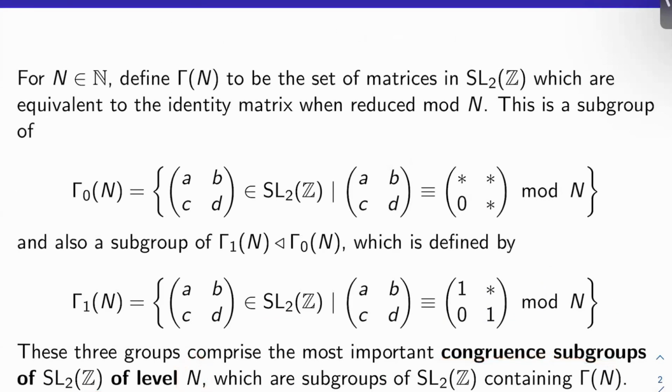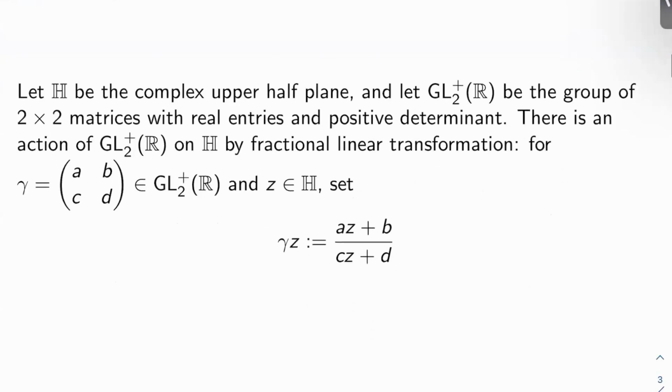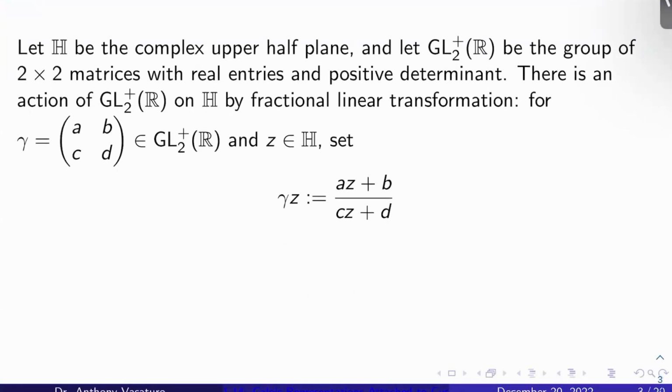In general, a congruence subgroup of SL2(Z) of level n is just a subgroup of SL2(Z) that contains Γ(n). Okay. All right. Let's let H be the complex upper half plane. We'll let GL2+(R) be the group of 2 by 2 matrices with real entries and positive determinant. There is an action of this group on H by what we call fractional linear transformation.